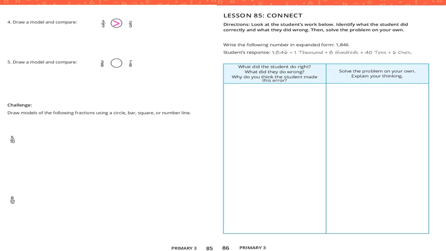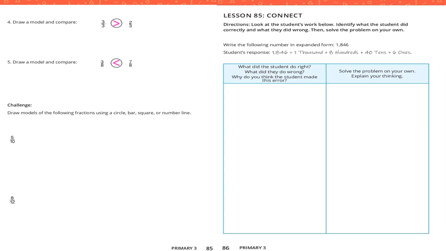Number 5, 3 over 8 or 7 over 8? Yes, 7 over 8. Why? Because it's a normal fraction. Our challenge: draw models of the following fractions using a circle, bar, square, or number line. The first one, 5 over 10.